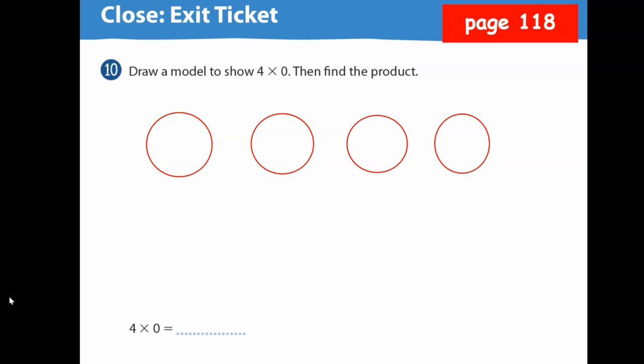All you need to do is draw 4 circles and you're done. Boom. So then what's 4 times 0 then? 0. I'll say it again. 4 times 0? 0.